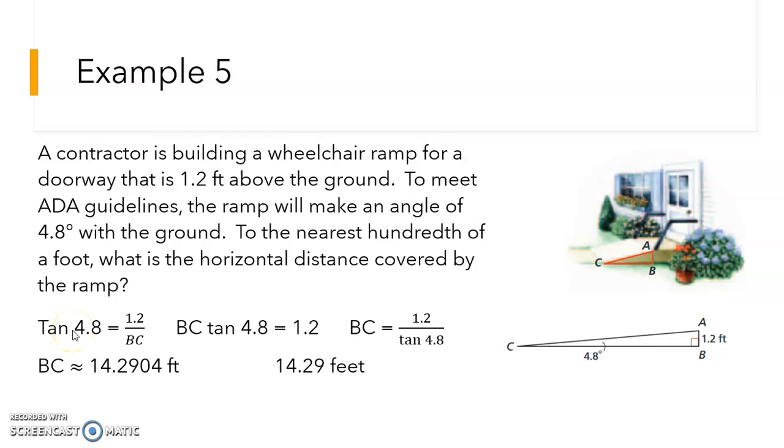I decided to use the tangent function because I'm given the opposite side, AB, and I need to figure out the adjacent side, CB. So I did the tangent of 4.8 equals the opposite over adjacent, which is 1.2 over BC. Now I need to solve for BC, so I'm going to multiply by BC on both sides to get BC times the tangent of 4.8 equals 1.2. Then I'm going to divide to get BC alone, and I got 1.2 divided by the tangent of 4.8.